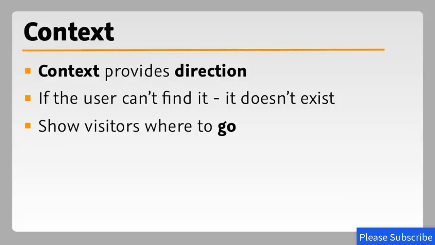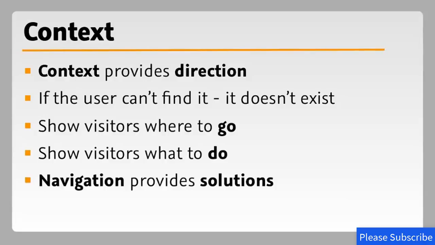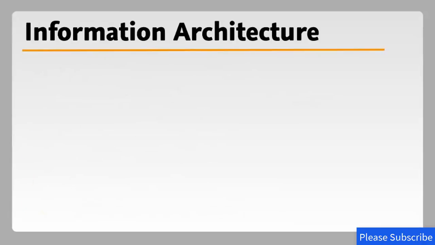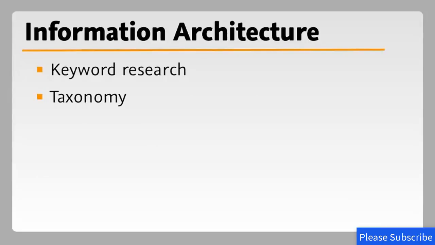And so we need to show visitors where to go, what to do, and we can do that by using keywords in the navigation that present solutions. You see, when we use clear labels in our navigation, keywords, we provide confidence to the searcher that they have entered our website and they have found the right page for what they're looking for. And so developing a clear information architecture is based on your keyword research, and then it's based on taxonomy. Taxonomy is a word that simply means your method of organizing topics, your method of organizing the keywords that you have researched, and then you apply that into the architecture of the website.